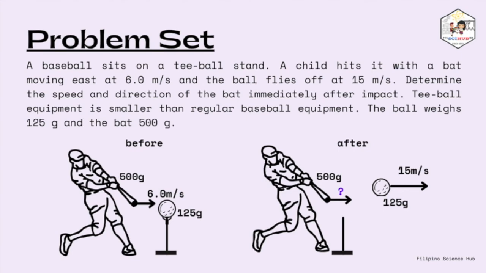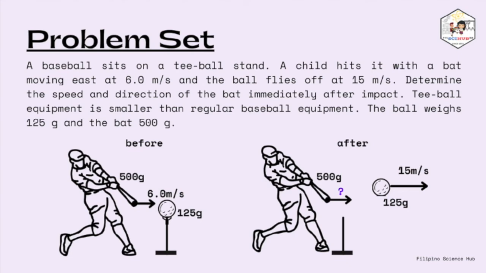A child hits it with a bat moving east at 6.0 meters per second, and the ball flies off at 15 meters per second. Now determine the speed and direction of the bat immediately after impact. The T-ball equipment is smaller than regular baseball equipment. And the ball weighs 125 grams while the bat weighs 500 grams.